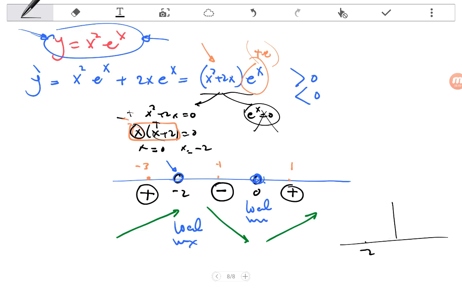At negative 2 and 0, it will be like this. It is increasing, then at negative 2 it became decreasing, then it became increasing again. Okay? Maybe at negative infinity, do you know what the limit at negative infinity of this is? We have learned the limits. Negative infinity of this, x squared e power x.